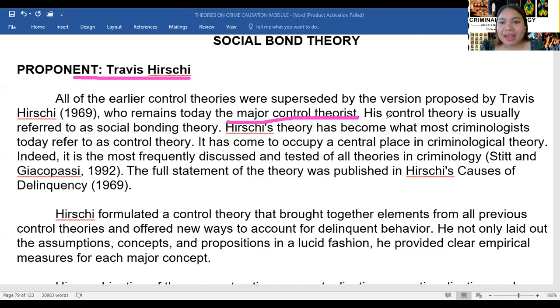His control theory is usually referred to as the social bonding theory. Another term for that, social bonding. Hirschi's theory has become what most criminologists today refer to as control theory. It has come to occupy a central place in criminological theory. So what is the idea with this theory of Travis Hirschi?